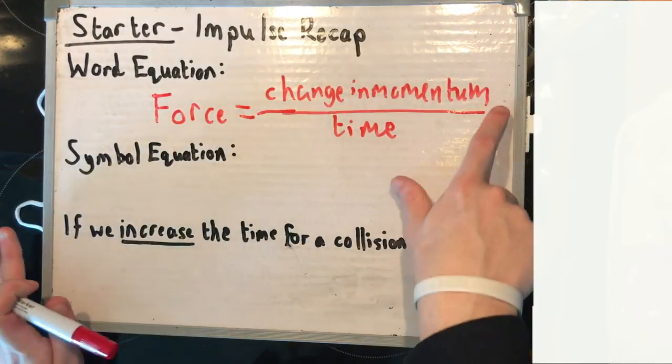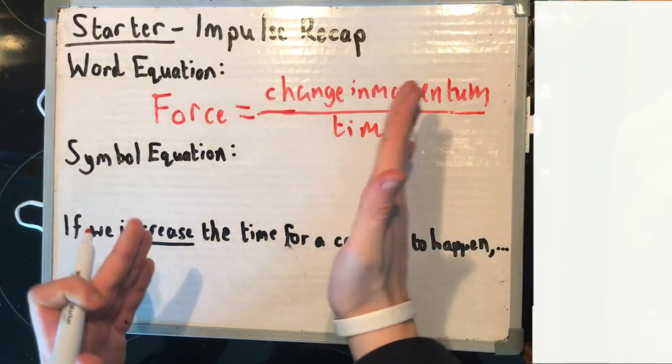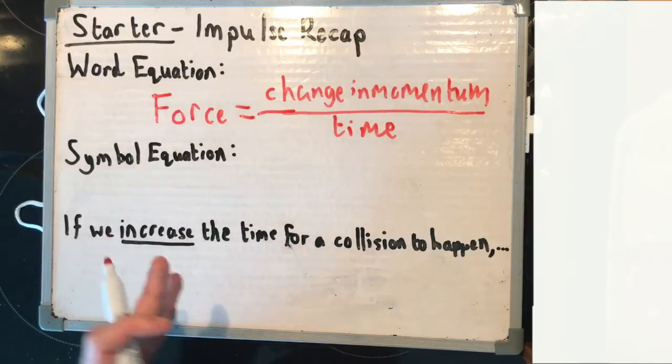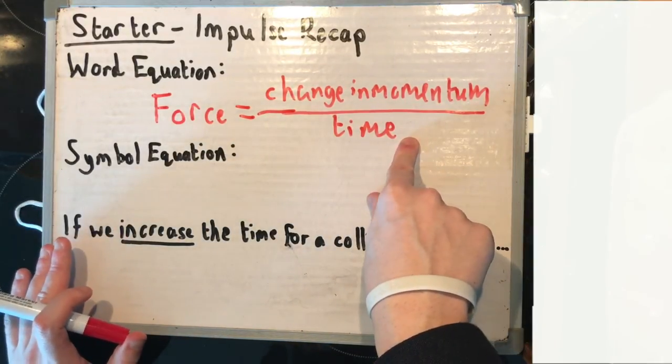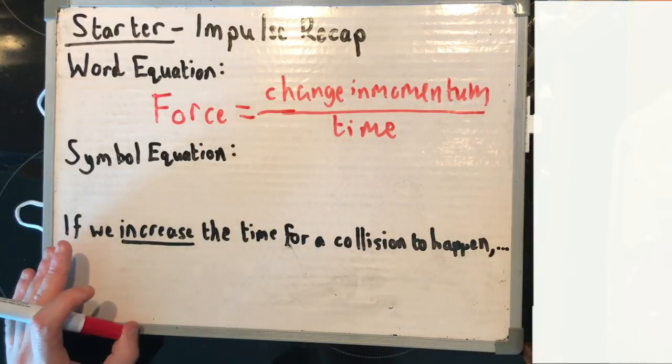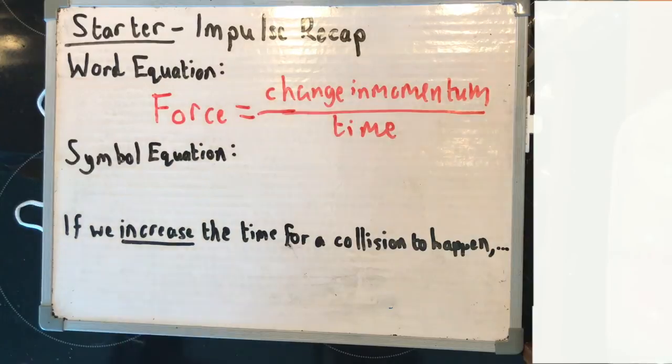So in a collision, there is a change in momentum because the object was moving and now it's not because it's crashed into something. And the time that takes to happen determines how much impact force is applied to the object when it stops.